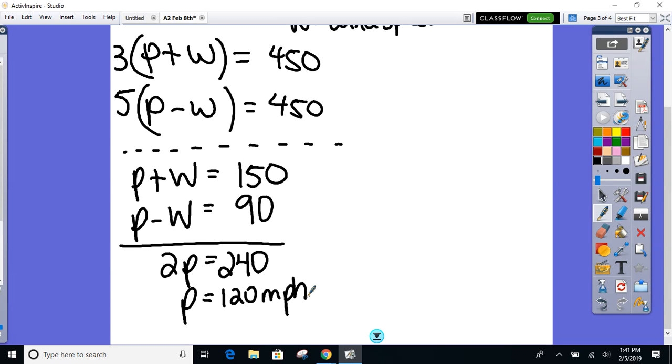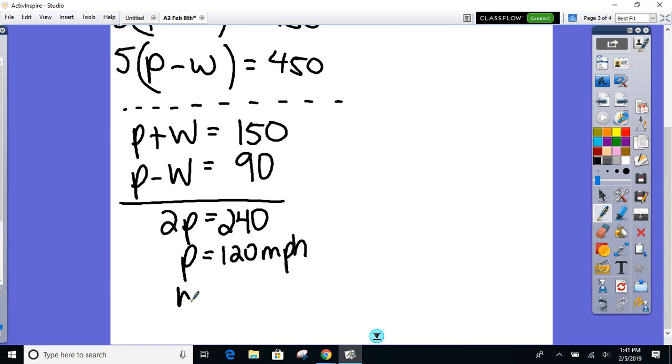You could also plug it into this one if you want. It's up to you. Just make sure you do it correctly. Just don't plug it in up here and forget to multiply by 3. I would probably suggest this is the easier one. Just do it right here. So 120 plus what gives me 150? Wind speed is 30 miles per hour.